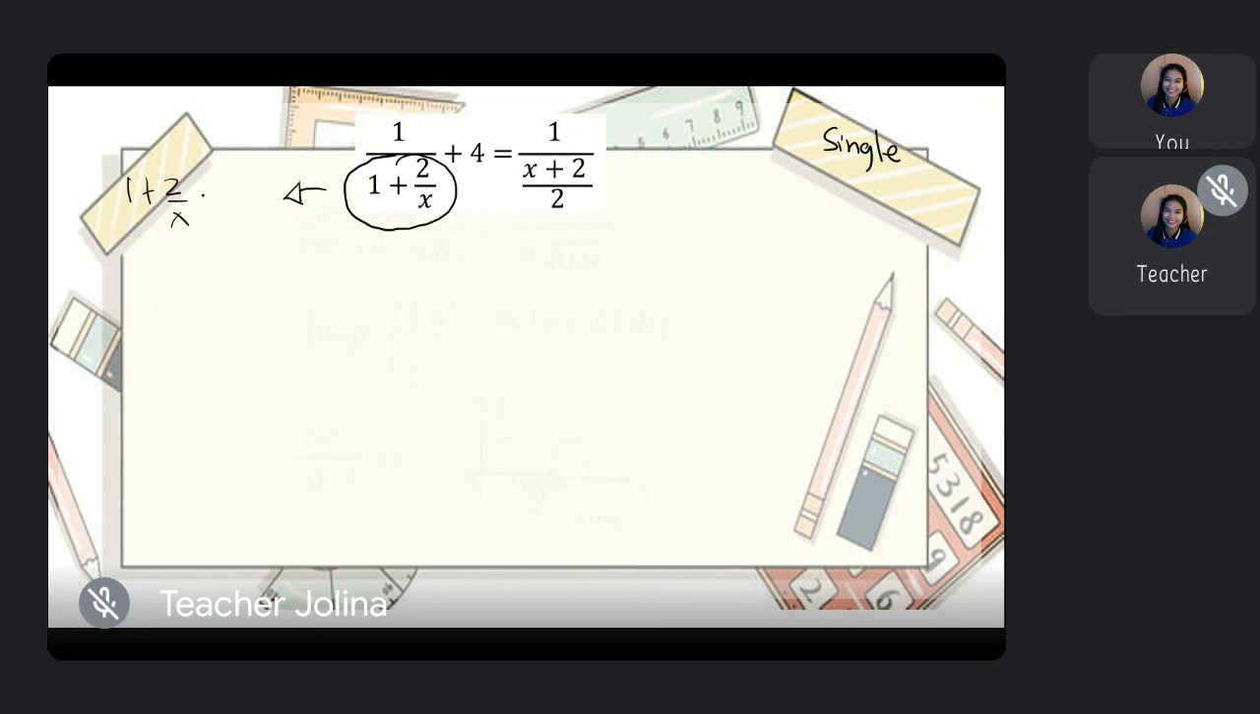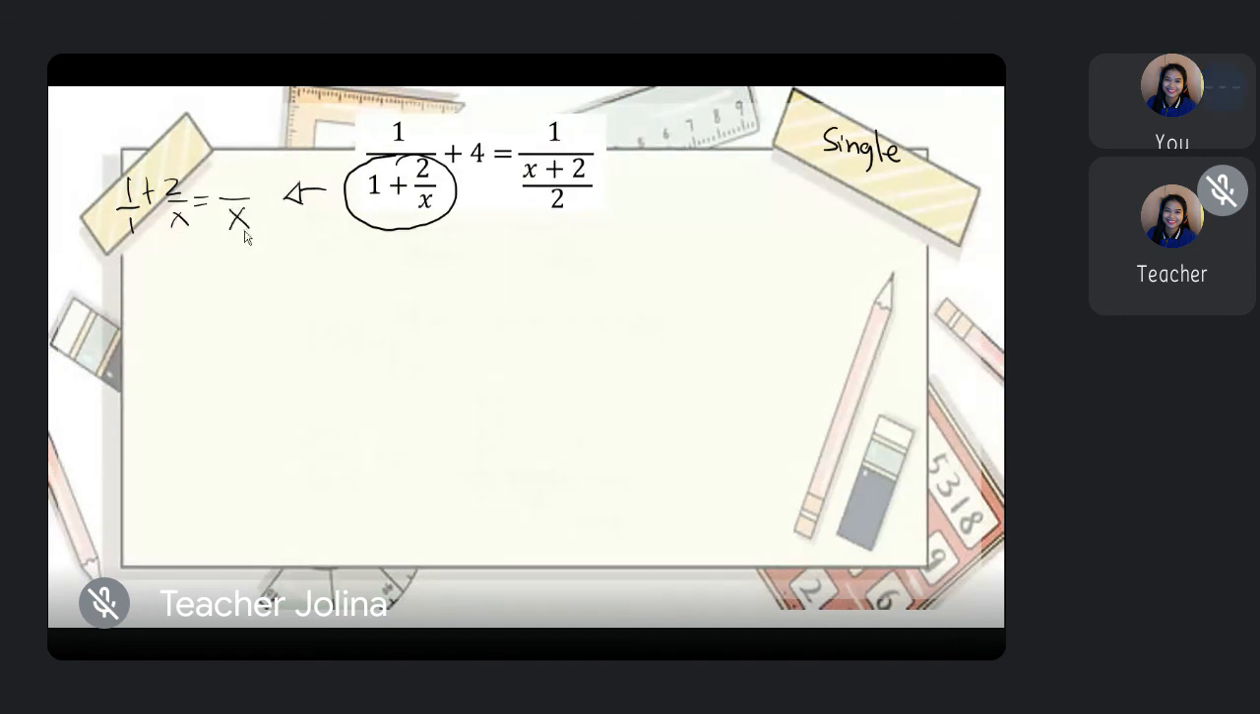Di ba pag nag-add tayo ng fraction na magkaiba ang denominator, kinukuha natin yung LCD. So, itong si whole number na 1, ang kanyang denominator po is 1. So, ang LCD ni 1 at saka ni x ay 1 times x ay x. So, yan po yung kanilang LCD. Kasi ganun tayo kumuha ng LCD, di ba?